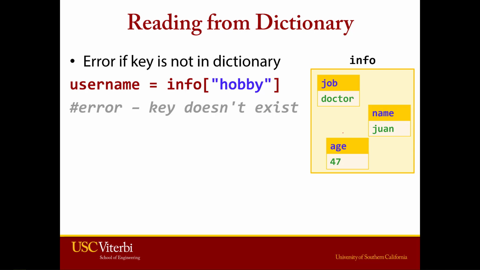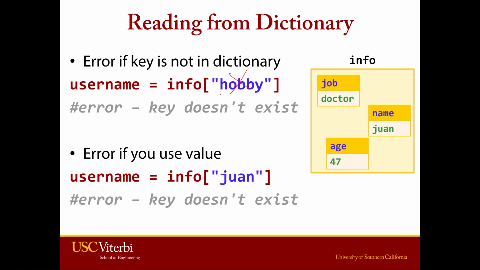Now, be careful, because if we try to read from a dictionary and the key does not exist, right, say hobby, which is not something that we have, we will generate an error. Also, you cannot read a value. So 1 is a value, so it's going to be an error because it does not exist as a key. We're only looking for the keys. So be careful. Make sure that we're only reading keys and not the values.